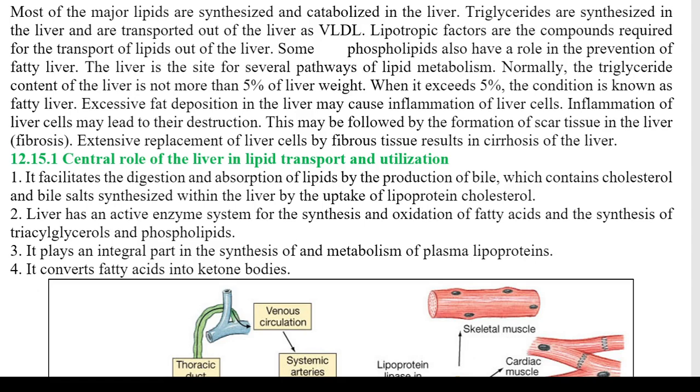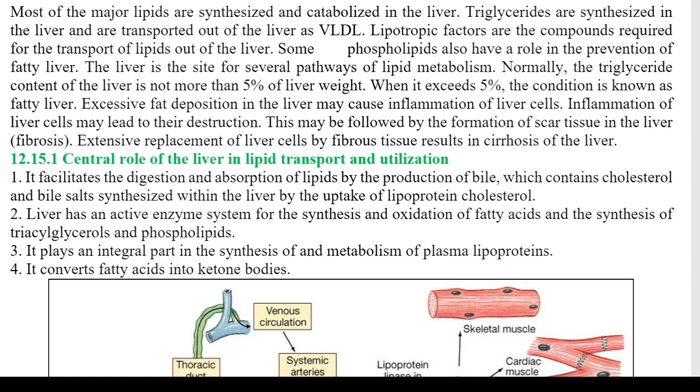Excessive fat deposition in the liver may cause inflammation of liver cells. Inflammation of liver cells may lead to their destruction. This may be followed by the formation of scar tissue in the liver, fibrosis. Extensive replacement of liver cells by fibrous tissue results in cirrhosis of the liver.